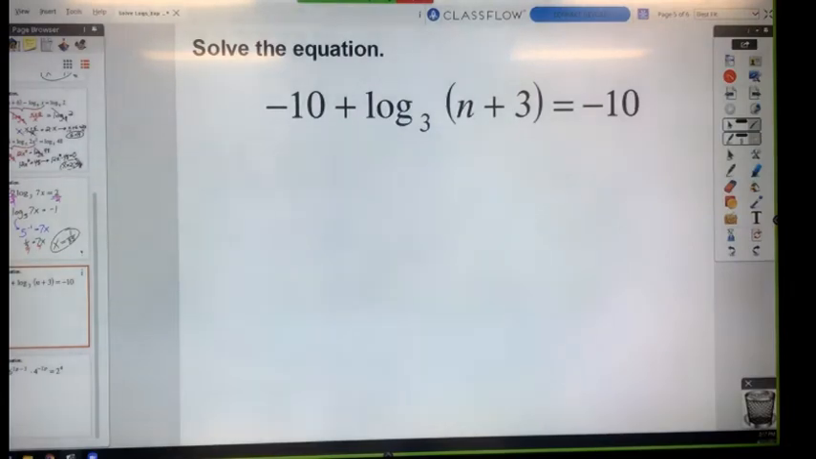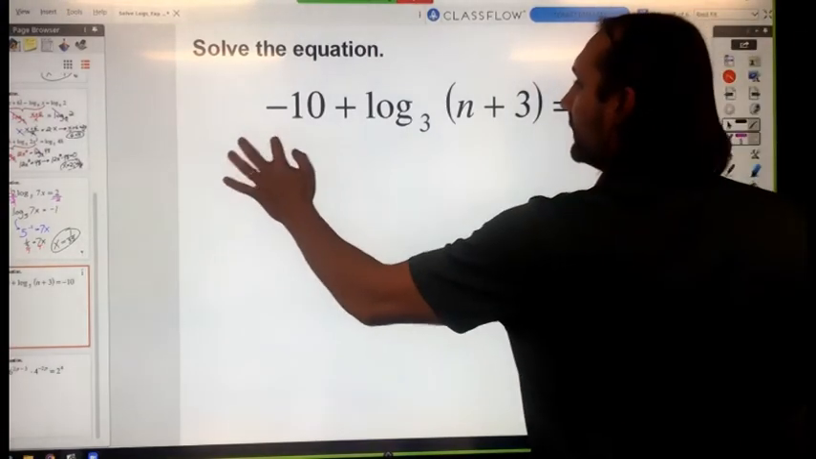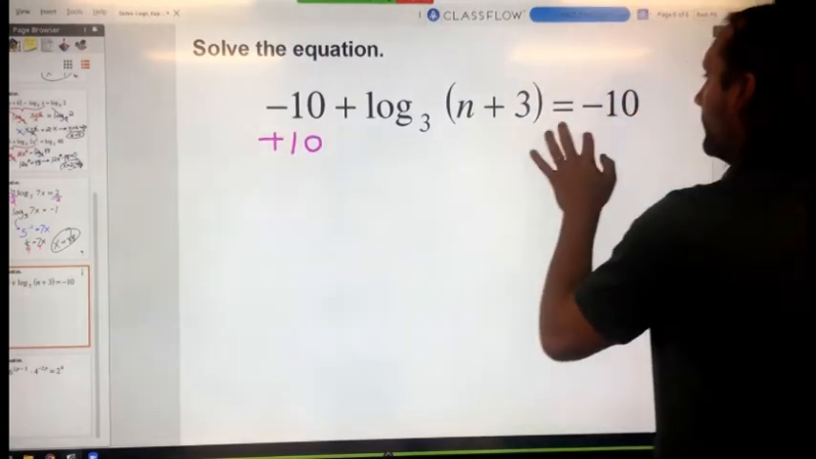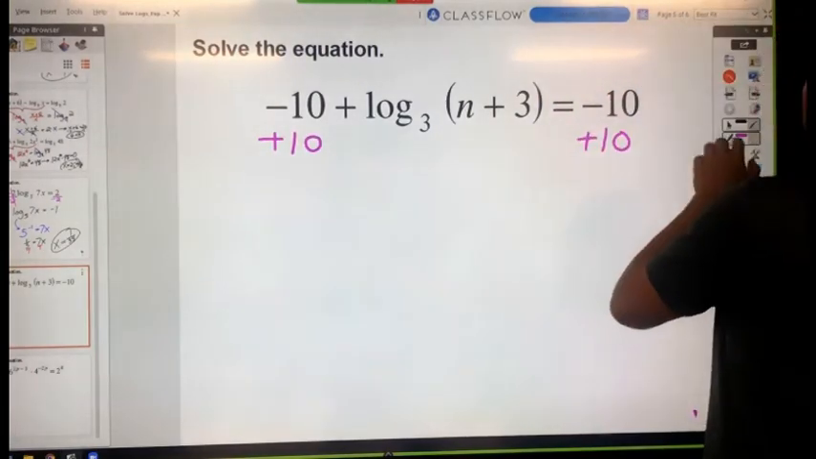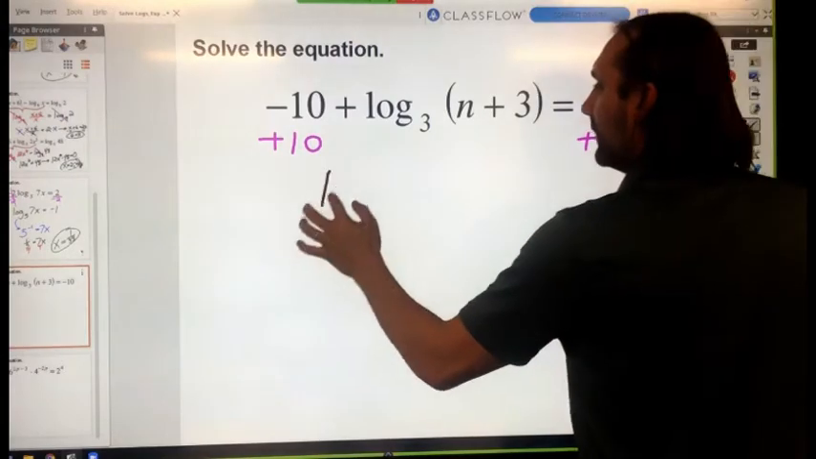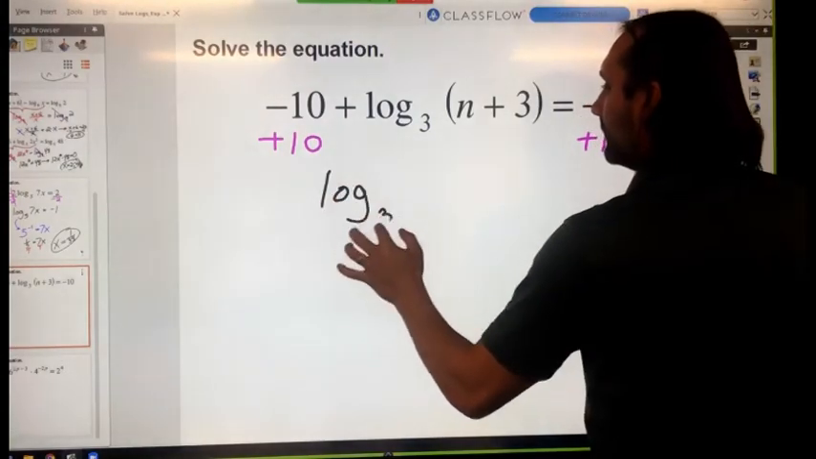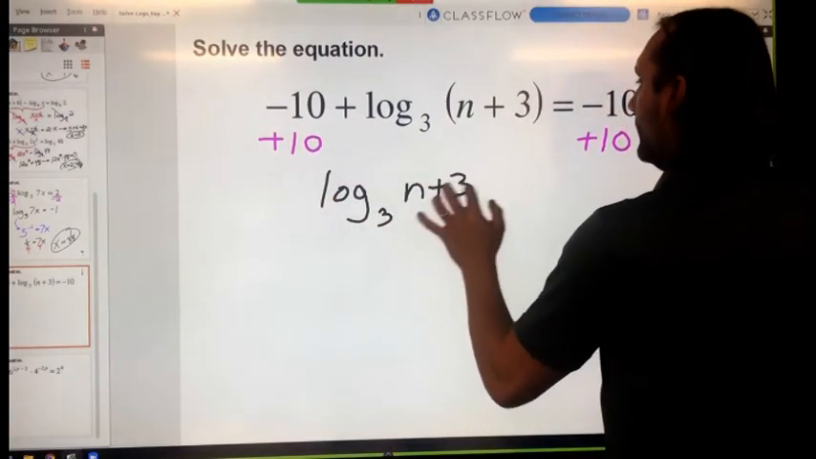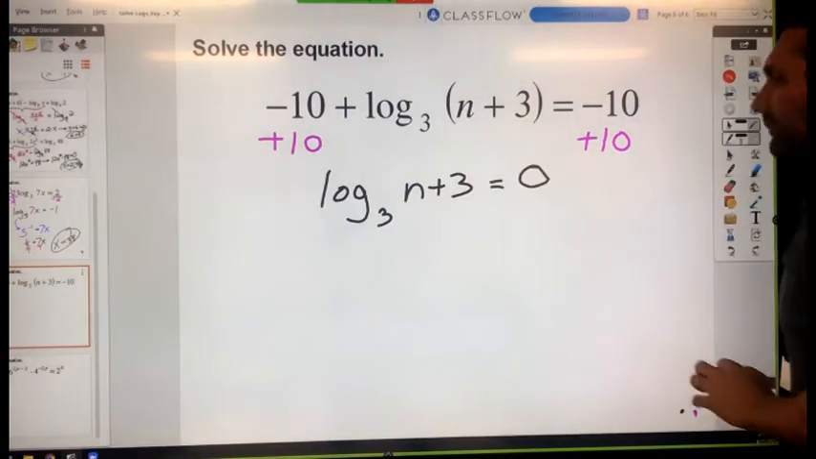Next, what would be a good first step here? Move the 10 to the other side. So the opposite of a minus 10 is a plus 10. That's going to give me log base 3 of n plus 3 equals 10.